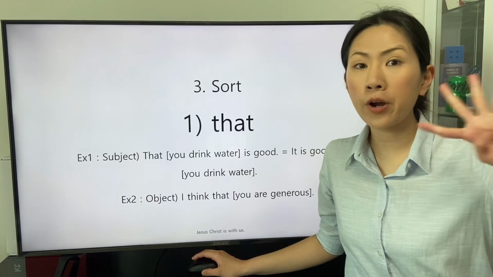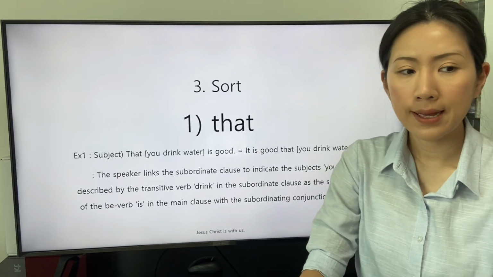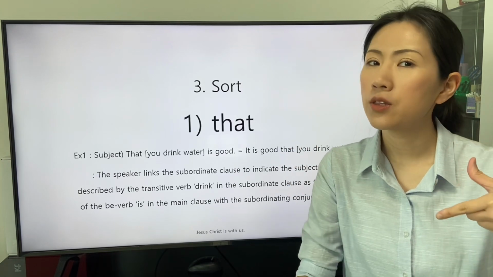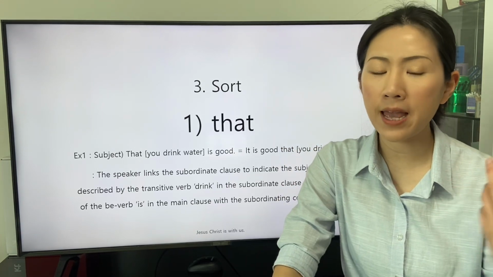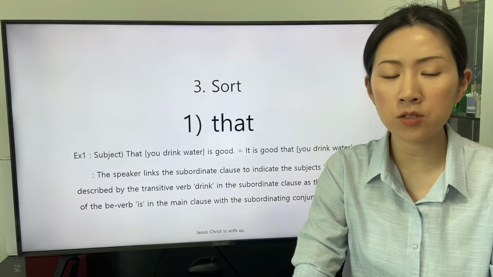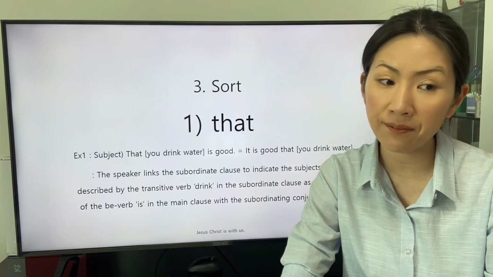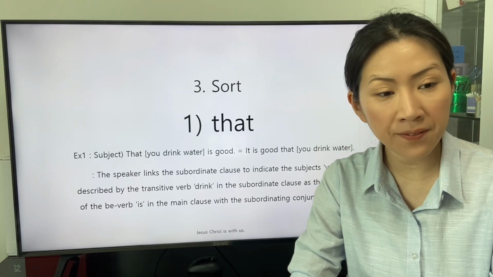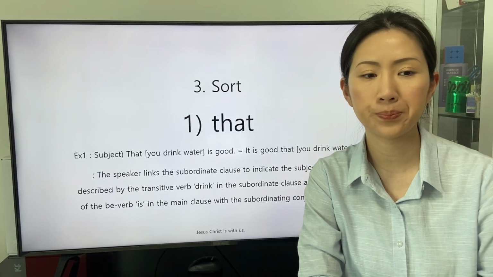There are four. The first sentence is this: that you drink water is good. This sentence conveys the same intention of the speaker with this sentence: it is good that you drink water. The speaker links the subordinate clause to indicate the subject, you, described by the transitive verb drink in the subordinate clause, as the subject of the be verb is in the main clause with the subordinating conjunction that.